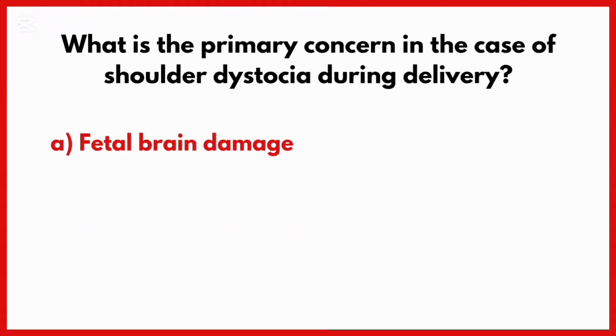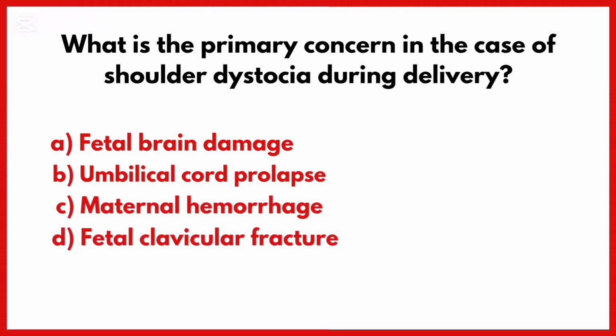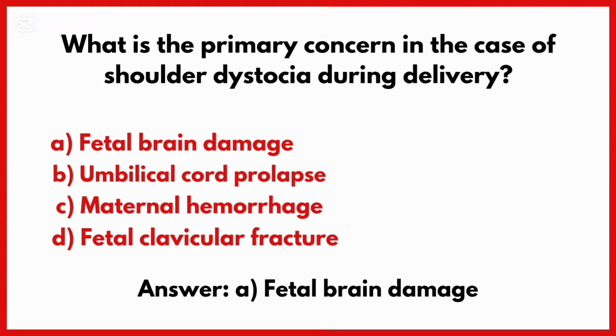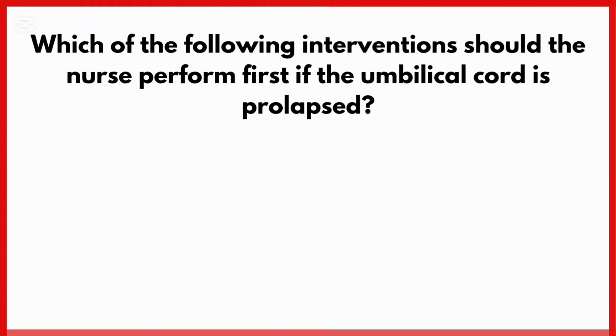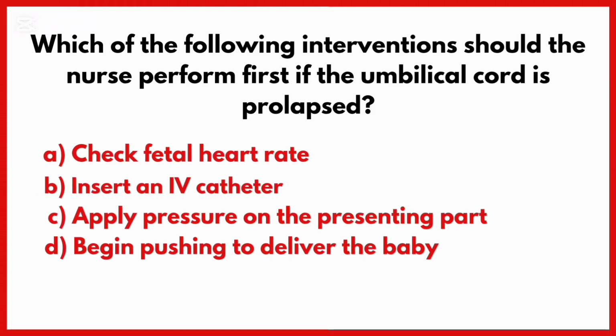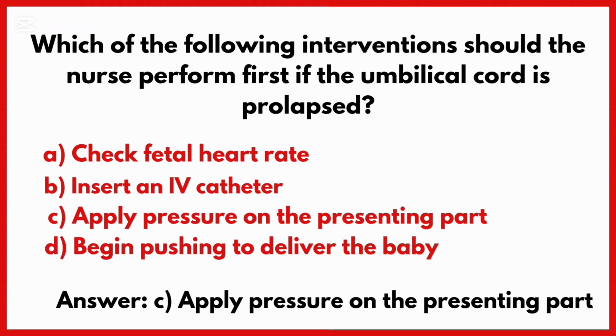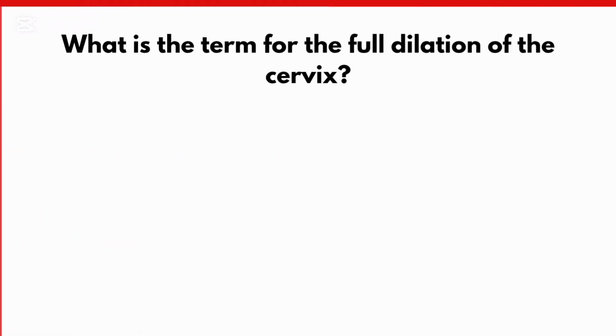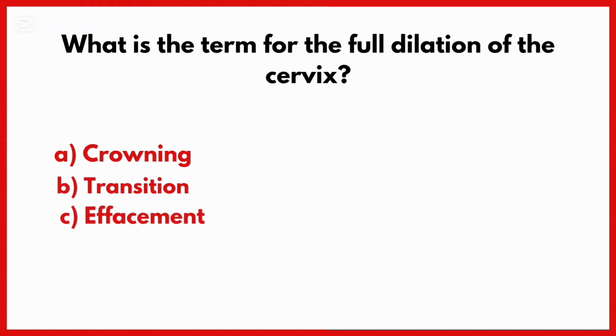What is the primary concern in the case of shoulder dystocia during delivery? Correct answer is option A. Fetal brain damage. Which of the following interventions should the nurse perform first if the umbilical cord is prolapsed? Correct answer is option C. Apply pressure on the presenting part. What is the term for the full dilation of the cervix? Correct answer is option D.